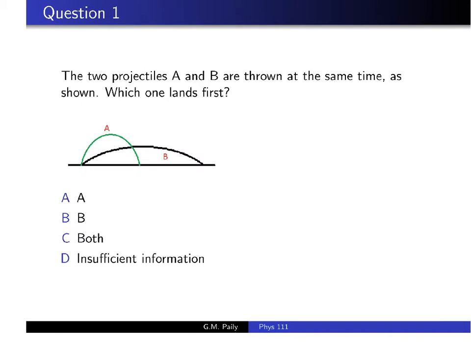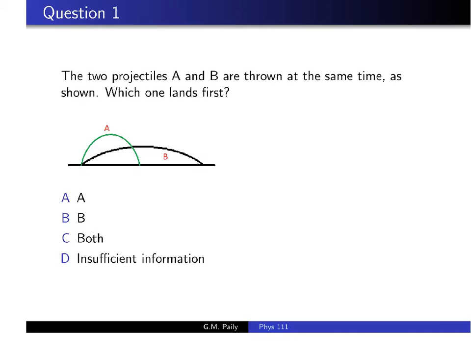So, keeping in mind all that we've looked at so far, try and solve this question. The two projectiles shown are A and B. They are thrown at the same time. Which one lands first? Think about it carefully. We will now discuss the answer.